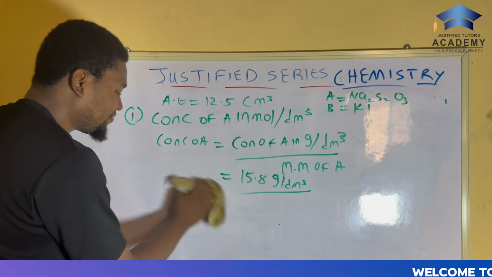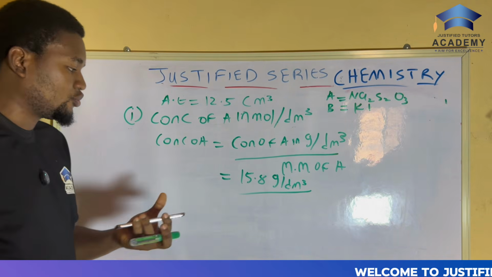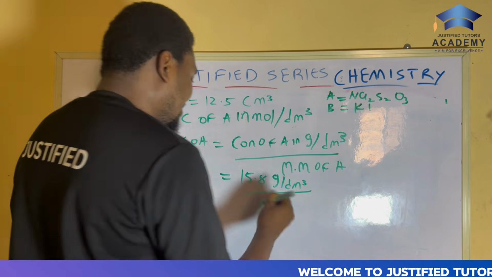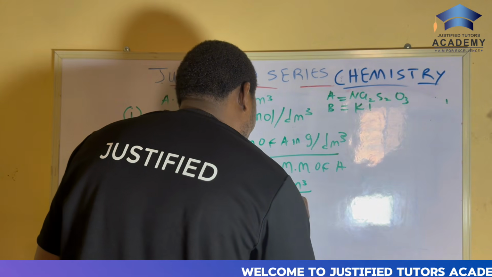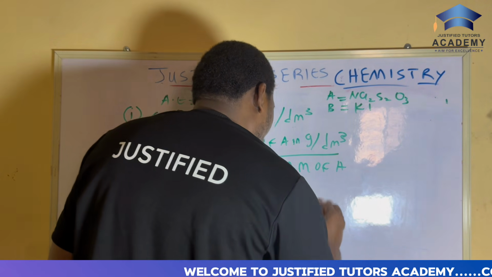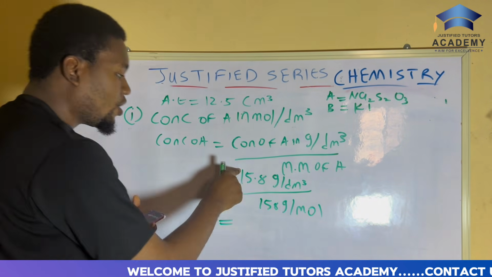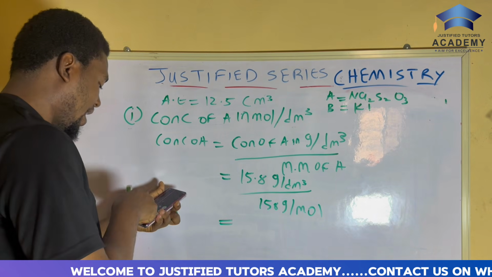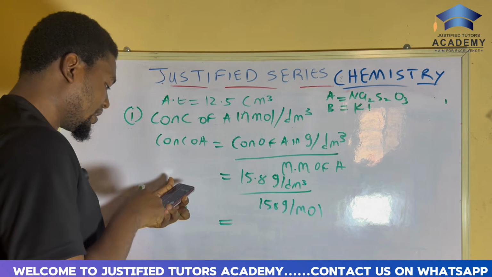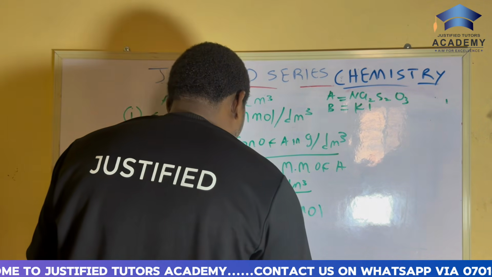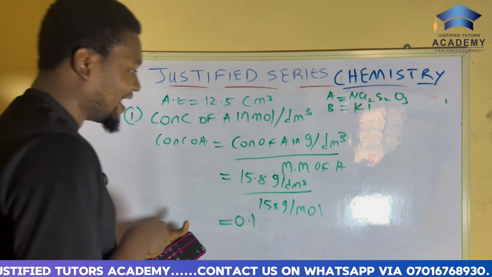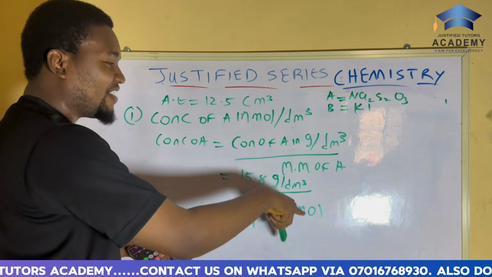So 158 is the molar mass of the compound, so write it here. Now 15.8 divided by 158 gram per mole. 15.8 divided by 158 gives us 0.1. And then gram per dm cube divided by gram per mole. Let me do it here.